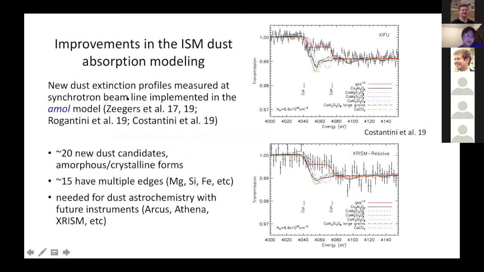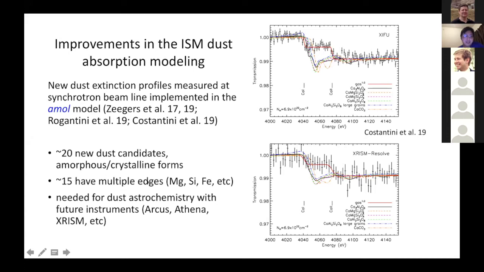In SPEX, we also have absorption model for measuring the molecular and dust in the ISM. A lot of new data has come recently from the work led by SRON scientist Elisa Costantini and colleagues. They measure a sample of compounds with different chemical compositions in the synchrotron beamline facility and obtain the extinction profiles, which are eventually implemented in SPEX. We have already a lot of molecular candidates in the AMOL model. Now we have 20 more dust candidates, some in amorphous and others in crystalline form.